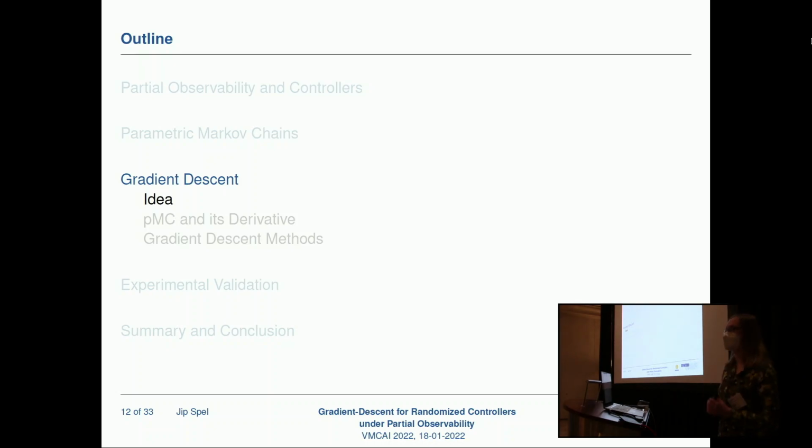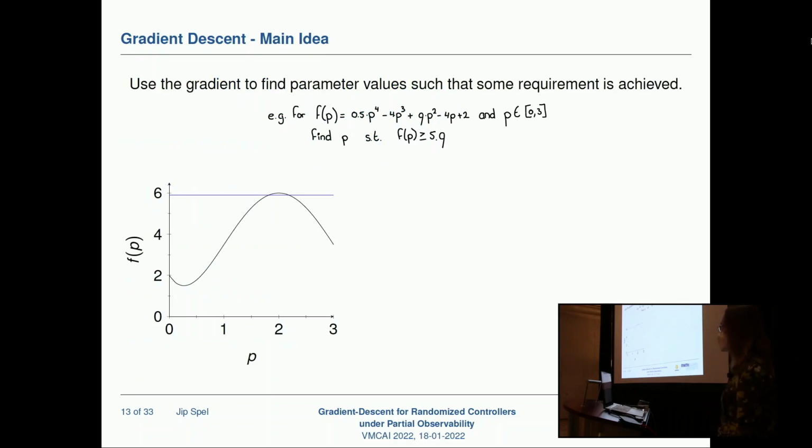So now we have seen something on parametric Markov chains and rewards, and I'll now focus on gradient descent. The main idea of gradient descent is to use the gradient of some function to find parameter values such that some requirement is achieved. So for instance, here we see a function, and we want to find a value for P such that we have a value for our function of at least 5.9.